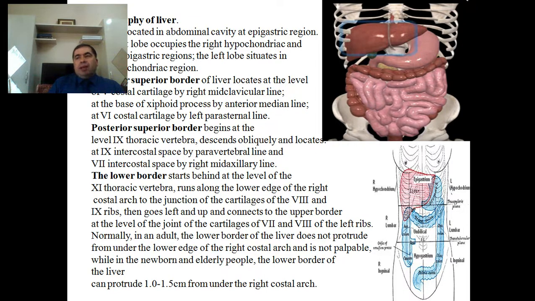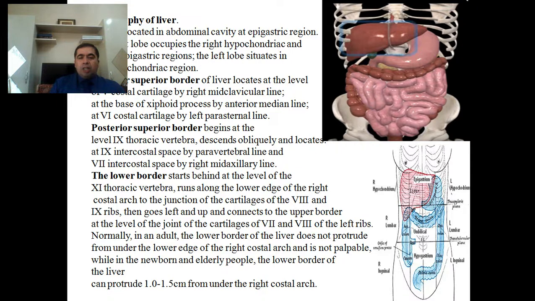What does midclavicular line mean? It's the line which passes through the middle point of the right clavicle. Then it continues to the base of the xiphoid process by the anterior median line, and at the sixth costal cartilage by the left parasternal line. The posterior superior border begins at the level of the ninth thoracic vertebra, descends obliquely and is located at the ninth intercostal space by the paravertebral line and the seventh intercostal space by the right midaxillary line.